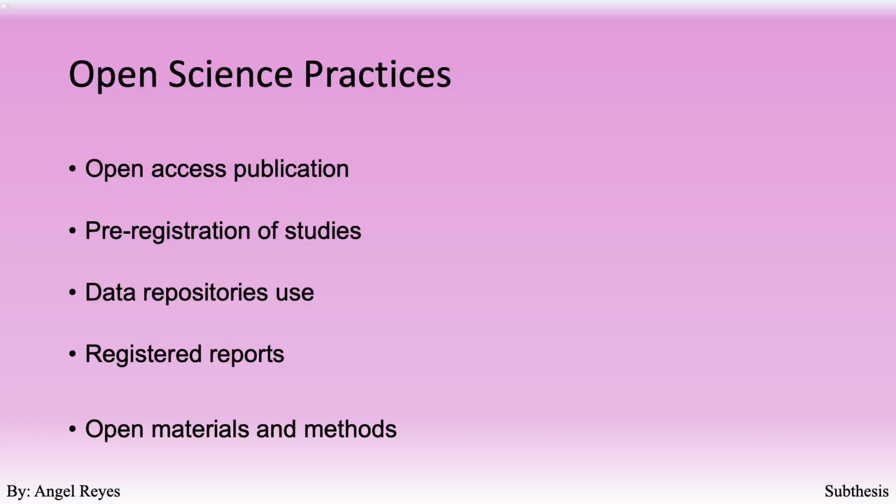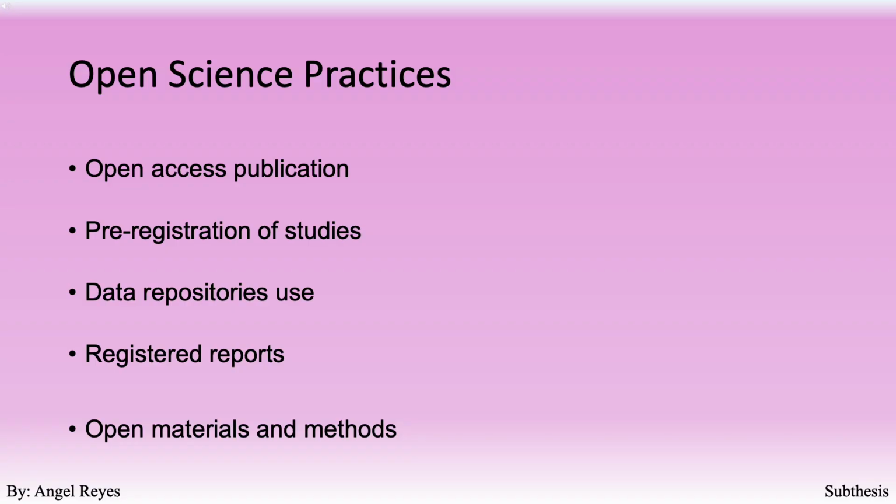Open science practices are transforming how scientific trust is built and maintained. Open access publication removes paywalls, making research findings available to researchers, practitioners, and the public regardless of institutional resources. Pre-registration of studies commits researchers to specific hypotheses and analyses before data collection, reducing selective reporting and publication bias. Data repositories provide structured, persistent storage for research data with appropriate metadata, enabling verification and reuse.